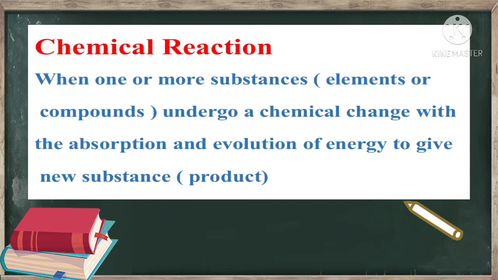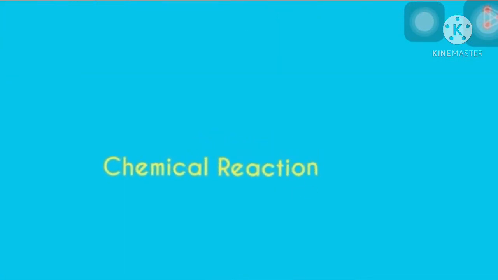When one or more substances, or you can say elements or compounds, undergo a chemical change with the absorption and evolution of energy and give rise to a new substance, that is called a product. This process is called a chemical reaction, and in a chemical reaction chemical changes take place, meaning the chemical composition of the substance changes. So let us learn more about chemical reactions.